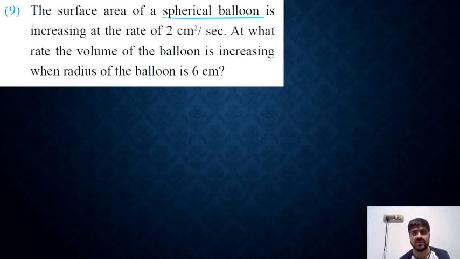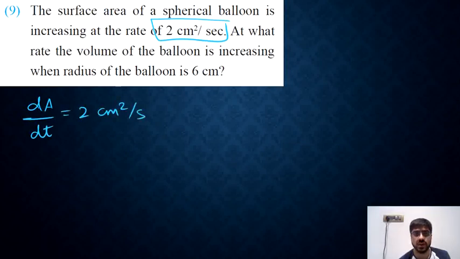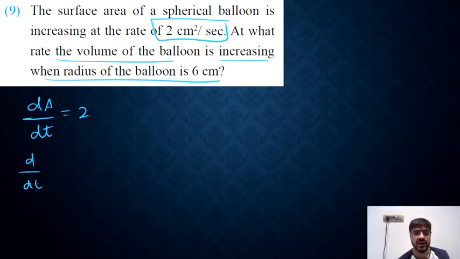The surface area of a spherical balloon is increasing at a certain rate. We have been given dA by dt, which is 2 centimeter square per second. At what rate is the volume of the balloon increasing when the radius is 6 centimeters? They are asking us dV by dt. Let's first work out this condition. dA by dt is 2. So d by dt of the area of a spherical balloon, which is 4 pi r square, has been given to us as 2.